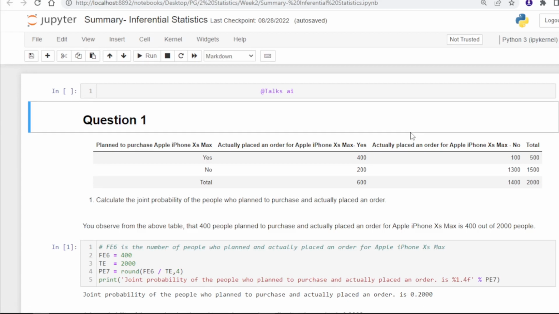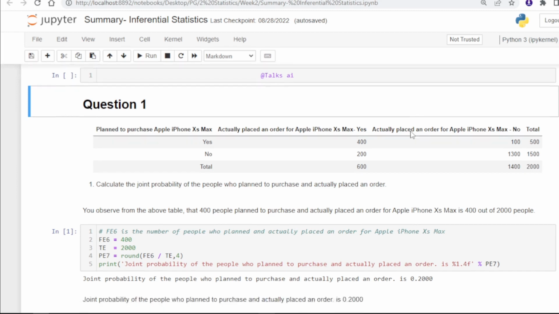Hi friends, now we will look into the summary of inferential statistics, as we have done some study and some examples on inferential statistics. So let's understand, or we can say let's conclude, this particular topic.